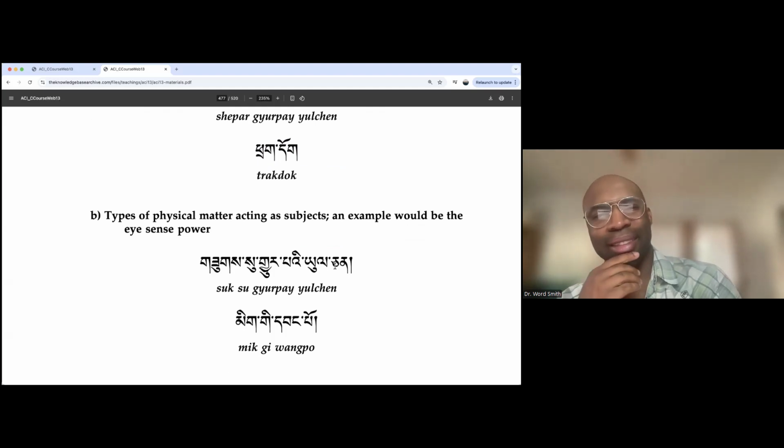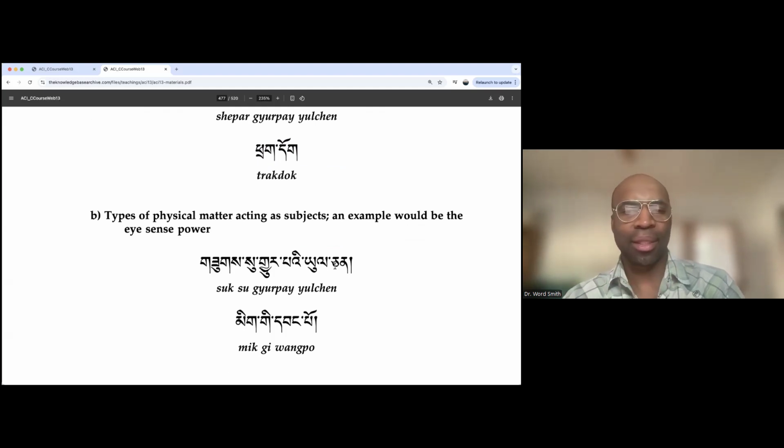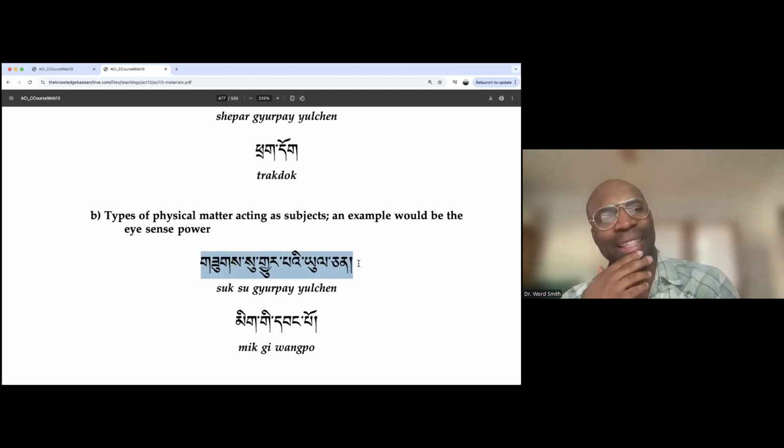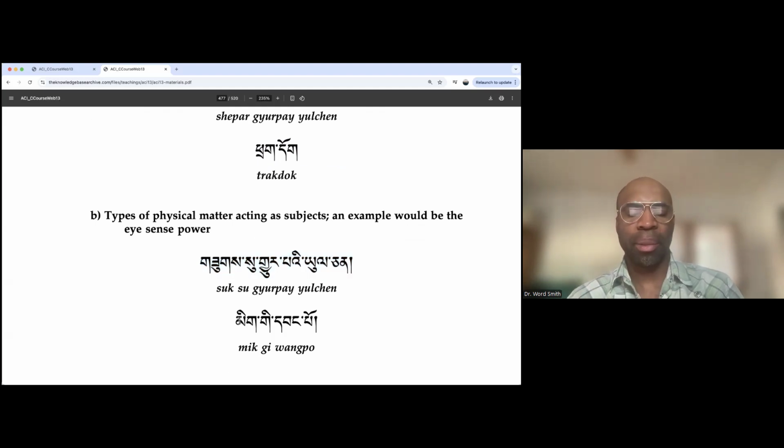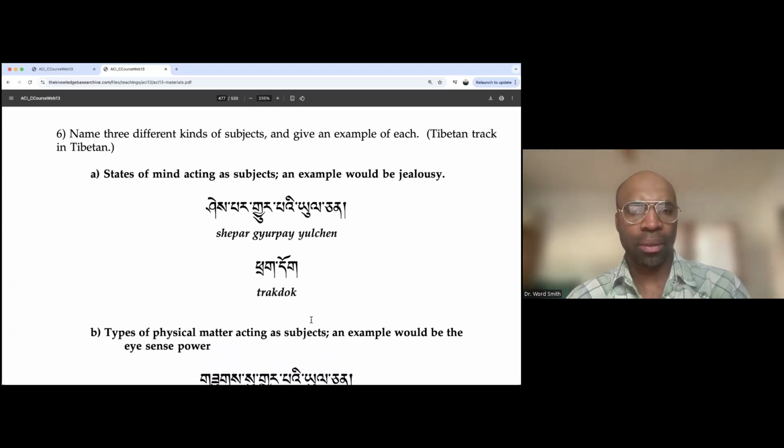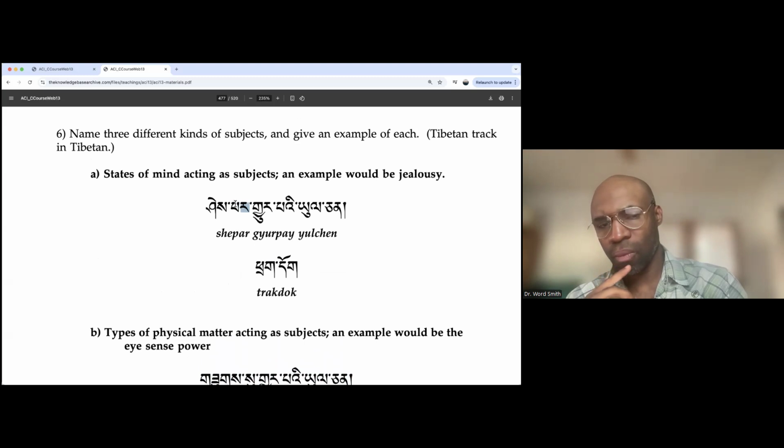Types of physical matter. Uh-oh. This sounds like an argument. Like the eye sense power, Tsuktsug Yurpa Yulchen. Can an eyeball be a subject? I don't know. Maybe in this school. I don't think the higher school of middle way would say that. So what's left? The consciousness? This would be the consciousness, right? I don't know.